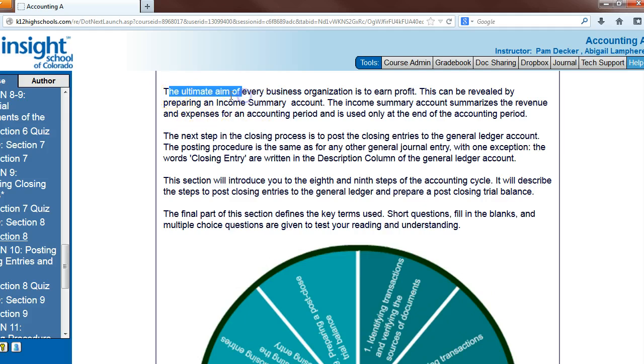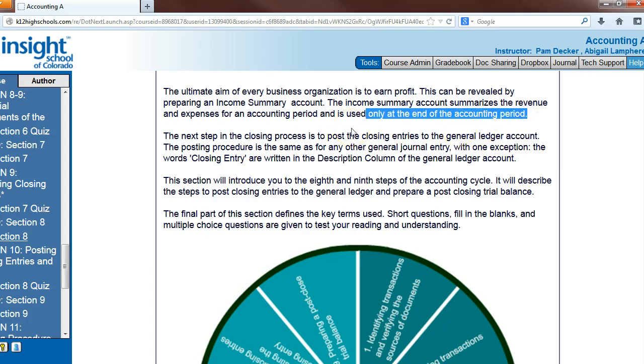Let's just skim through this text here. Obviously the ultimate aim of every business is going to be to earn a profit. This can be revealed by preparing an income summary account. This is the new account name that we're going to focus on today, and I promise it's the last one we're going to throw at you. So the income summary is another type of account, and what it does is summarize revenue and expenses only for an accounting period, and it is only used at the end of the accounting period.